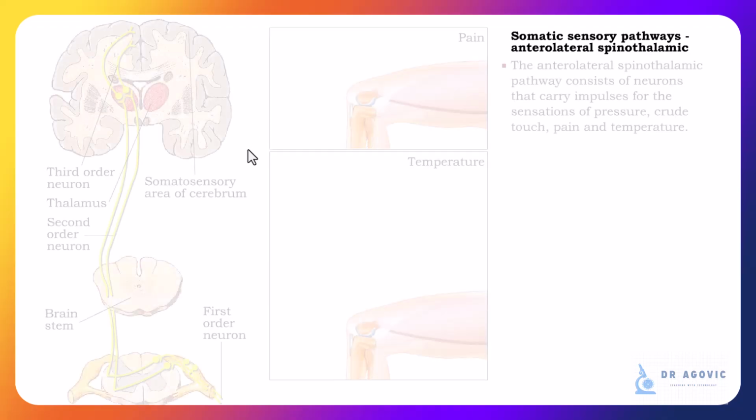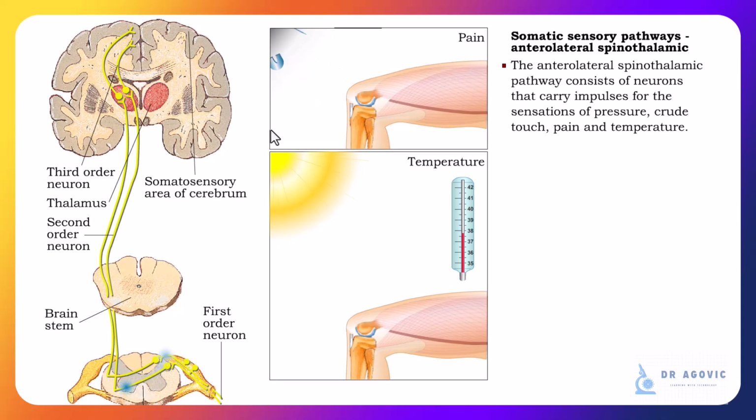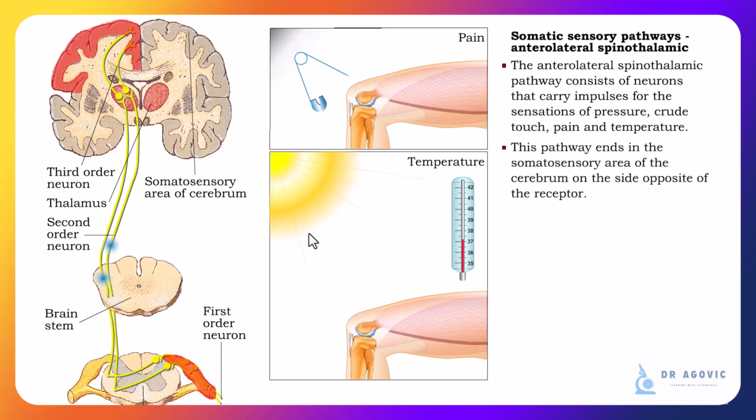The anterolateral spinothalamic pathway consists of neurons that carry impulses for the sensation of pressure, crude touch, pain, and temperature. This pathway ends in the somatosensory area of the cerebrum on the side opposite of the receptor.